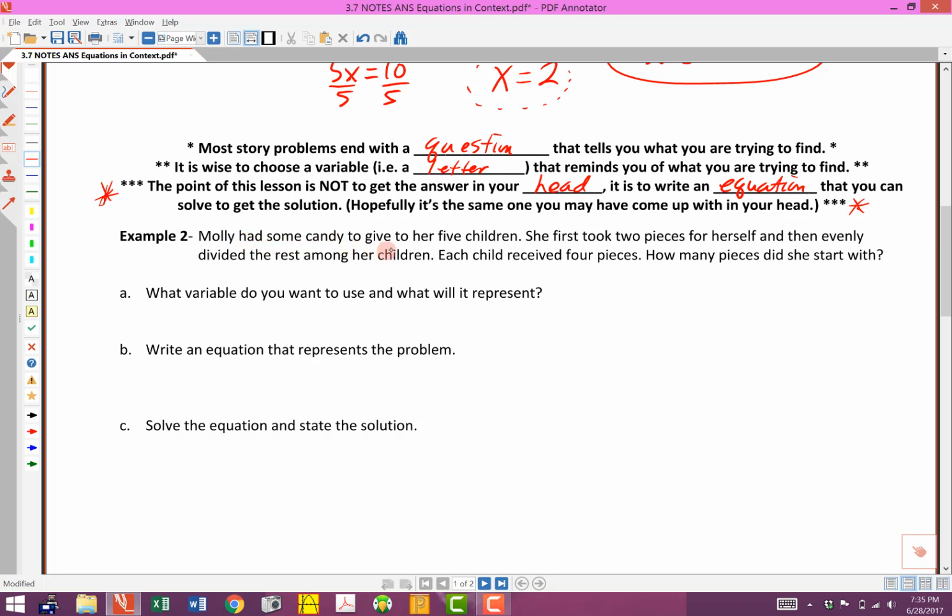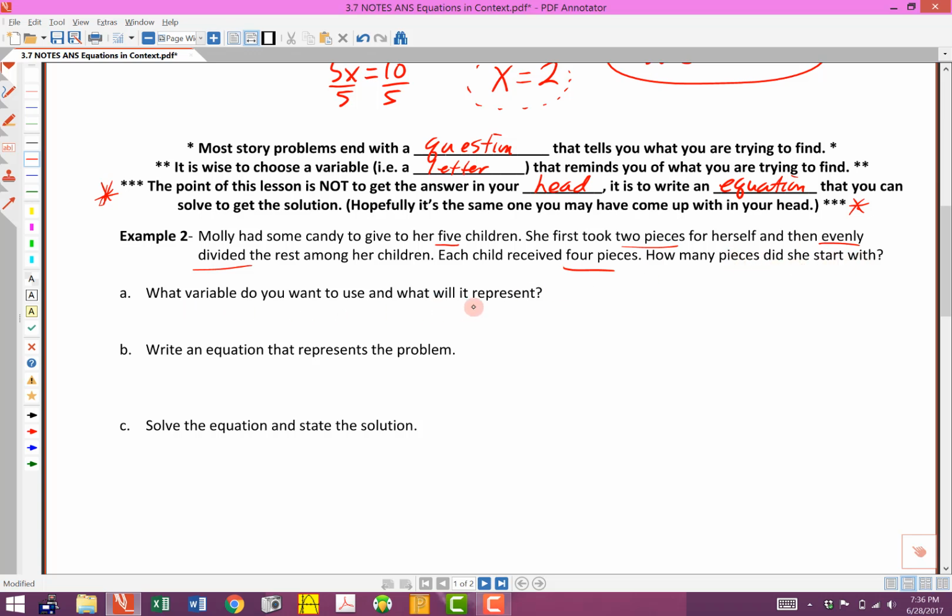So Molly had some candy to give to her 5 children. She's got 5 kids. She's going to give them some candy. She first took 2 pieces for herself and then evenly divided them among her children. Each child received 4 pieces. How many pieces did she start with?